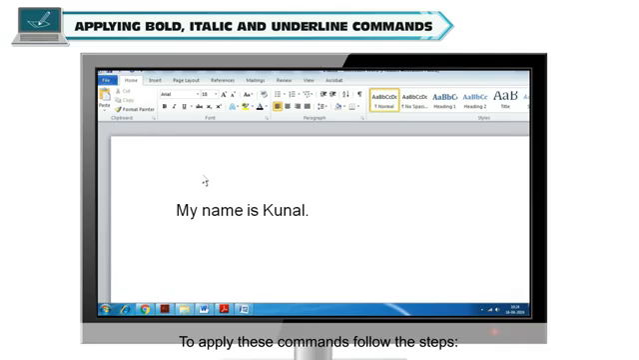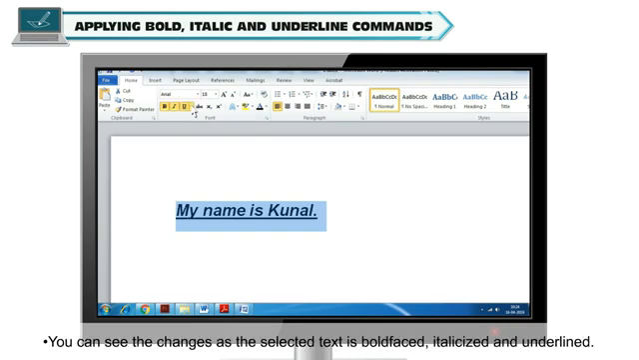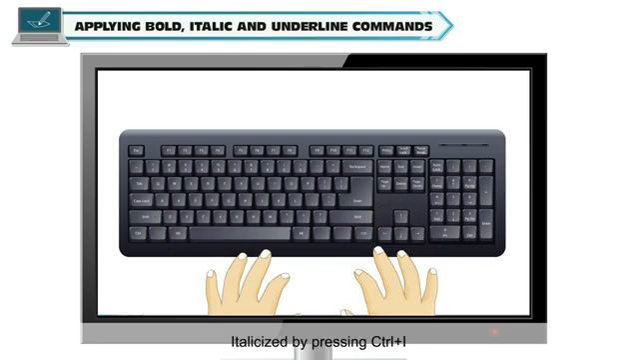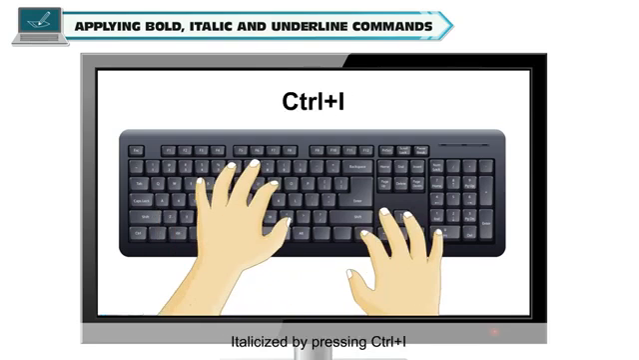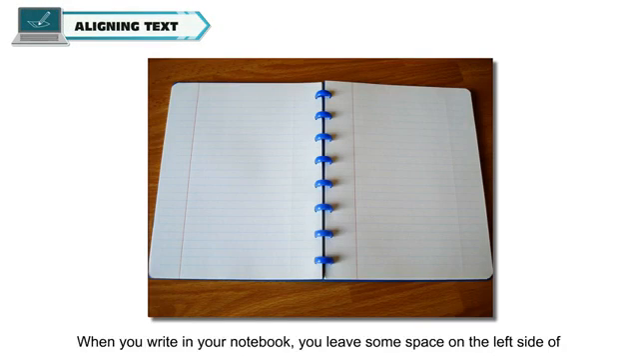These buttons are located on top left of your Word window under Font category. To apply these commands, follow the steps. Select the text you want to modify. Click the bold, italic or underline command in the font group on the Home tab. You can see the changes as the selected text is bold-faced, italicized and underlined. The shortcut keys for these are bold by pressing Ctrl B, italicized by pressing Ctrl I, underline text by pressing Ctrl U.